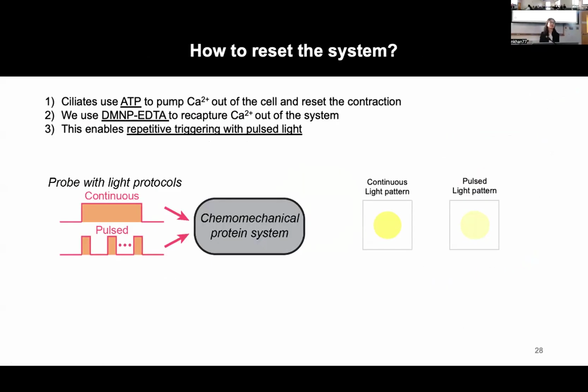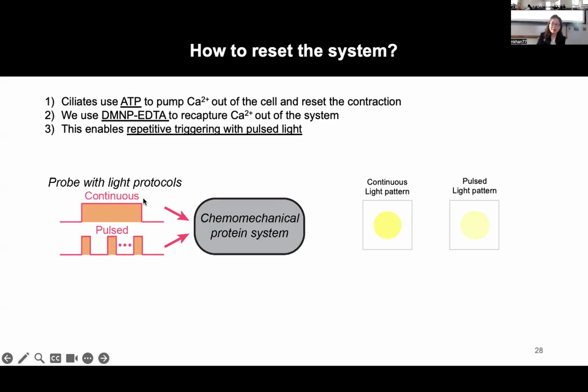Just now I showed the whole system, and I want to mention one more time that this system can be controlled using light, and the great part is that we can reset the system. What I mean by reset is that we introduce excessive chelator into the system. When we switch off the light, the excessive chelator rebinds to the calcium and removes the calcium from the system. This allows us to do rapid triggering with pulse light.